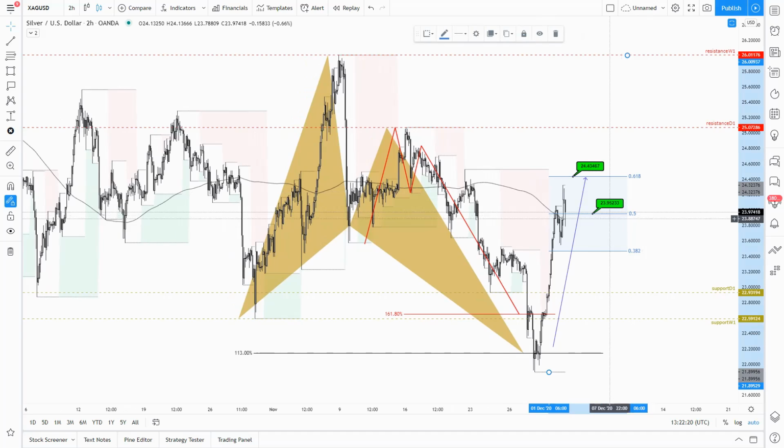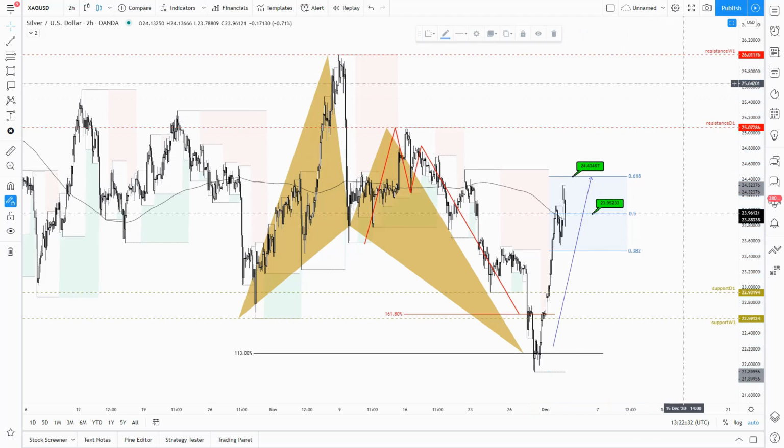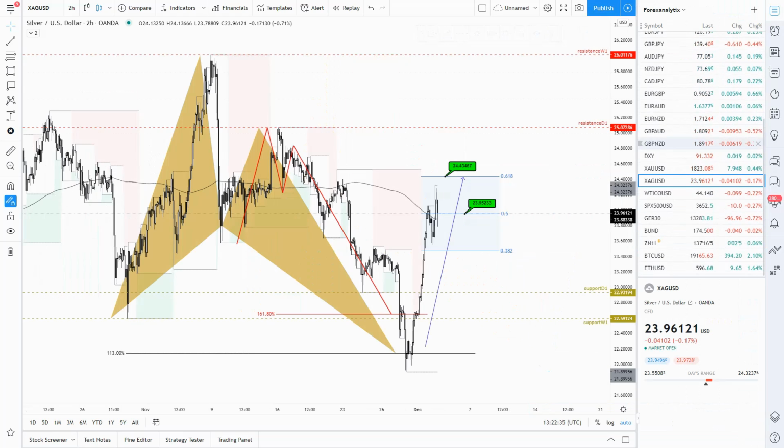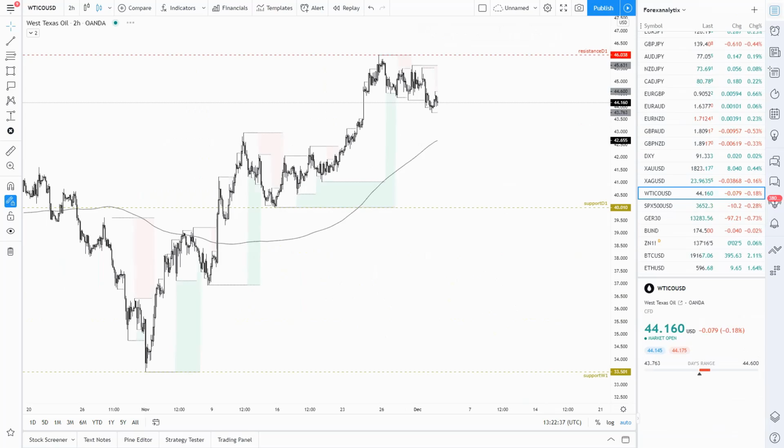We are already trading above the first target and very close to the second target for the pattern, which is the golden Fibonacci retracement level, the 61.8% retracement level. So, that completes the sequence here.